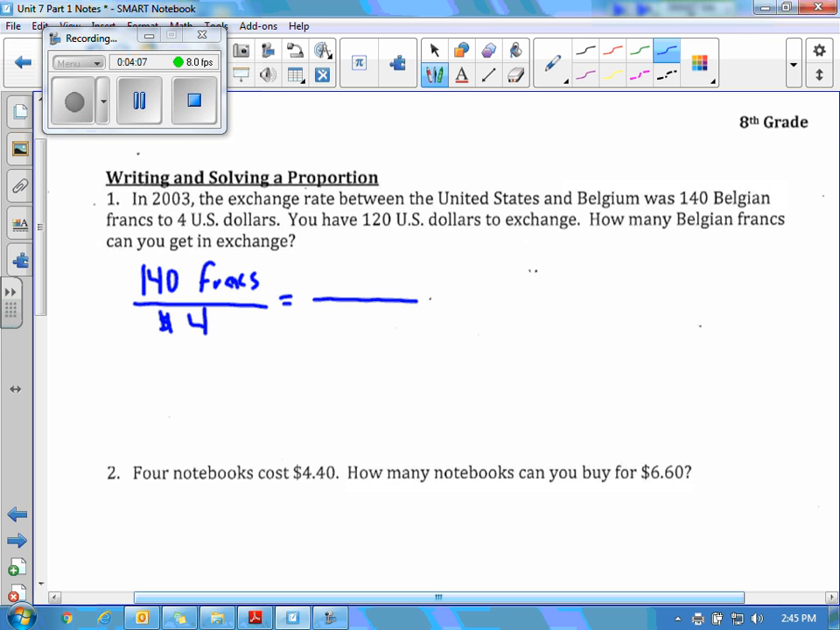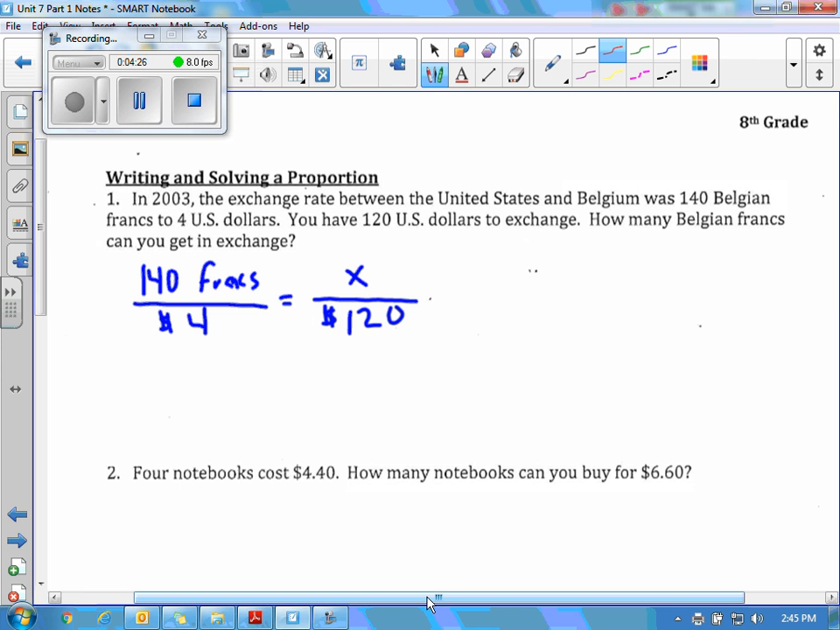Then I need an equal sign, and I'll have my second ratio. It says you have 120 US dollars to exchange, so I know 120 goes down here. And it says how many Belgian francs can you get? So that's what I'm looking for, the Belgian francs. Now I can solve this with equivalent ratios. I can solve it with algebra, whatever you want to do. I'm going to solve it with equivalent ratios.